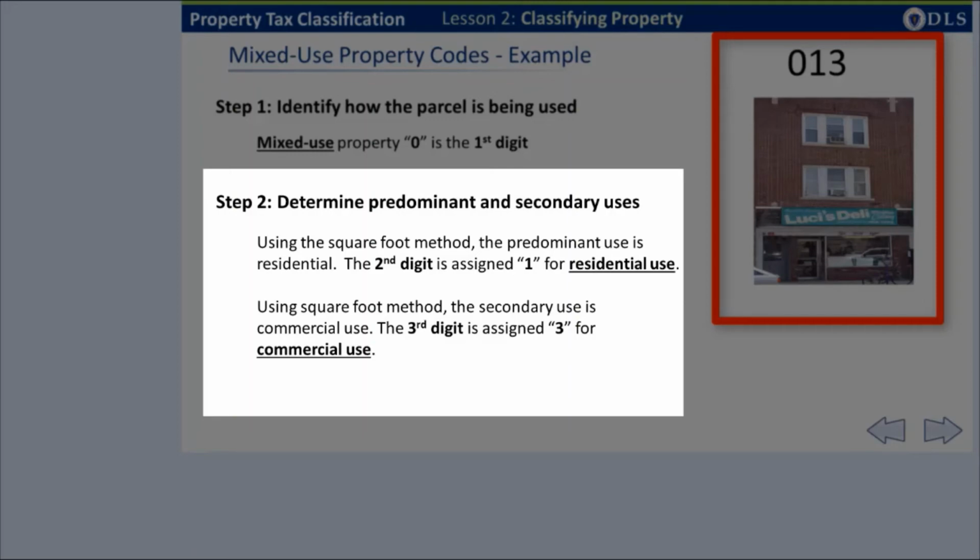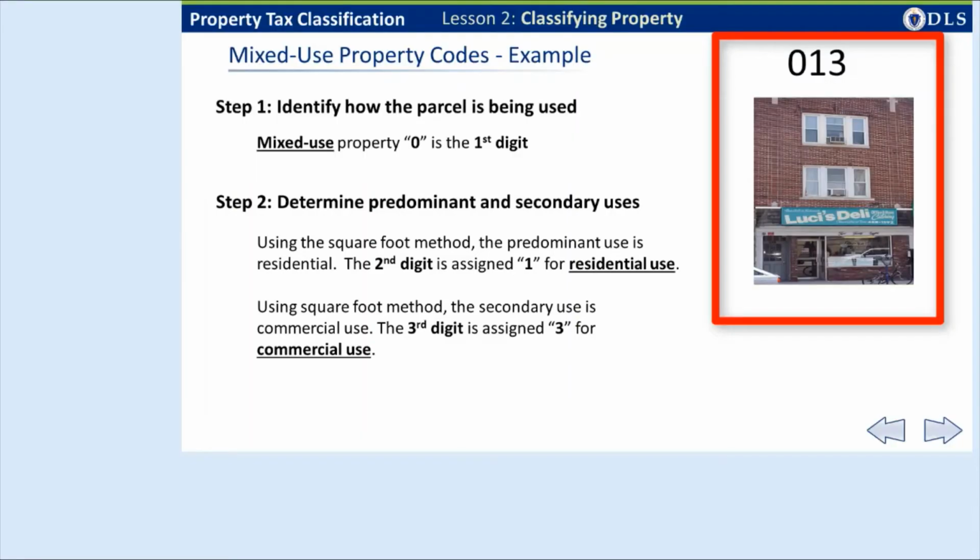Therefore, you determine the parcel is predominantly residential and secondarily commercial. You would assign the second digit 1 because its predominant use is residential, the apartments, and the third digit 3 because its secondary use is commercial, the store. The full three-digit property code for this example would be 013.